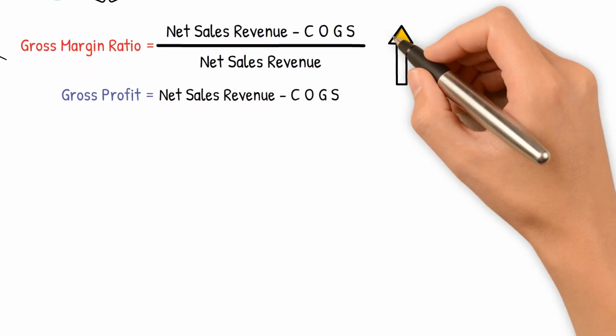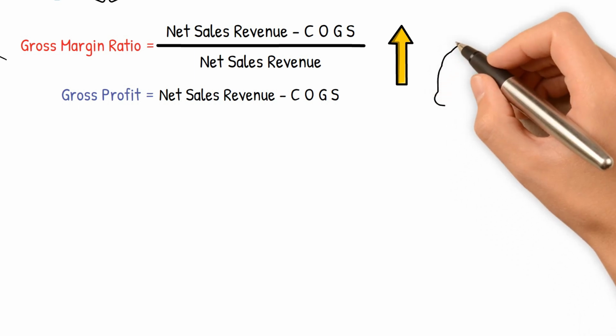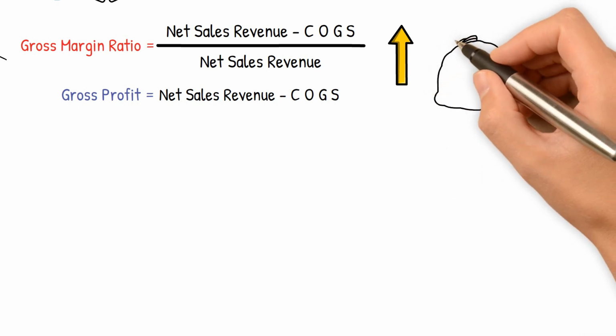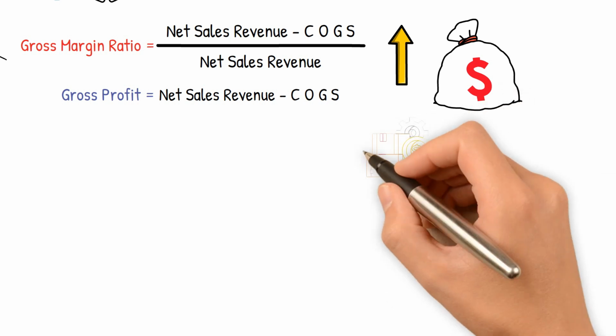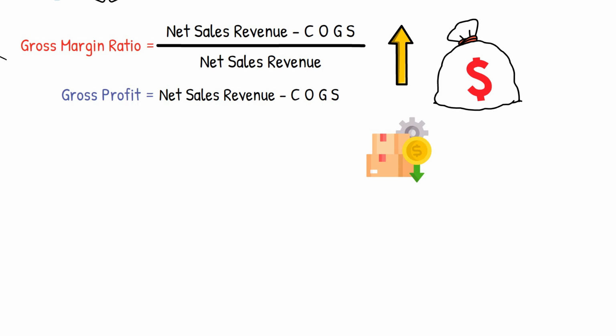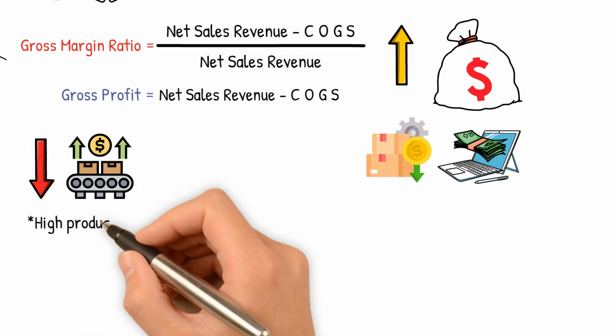A higher gross margin ratio indicates that a company is generating a higher percentage of revenue after accounting for the cost of goods sold. This means the company has better control over its production costs and pricing strategy and generates more profit per unit sold. A lower gross margin ratio indicates that a company cannot control its production costs or has set its prices too low.